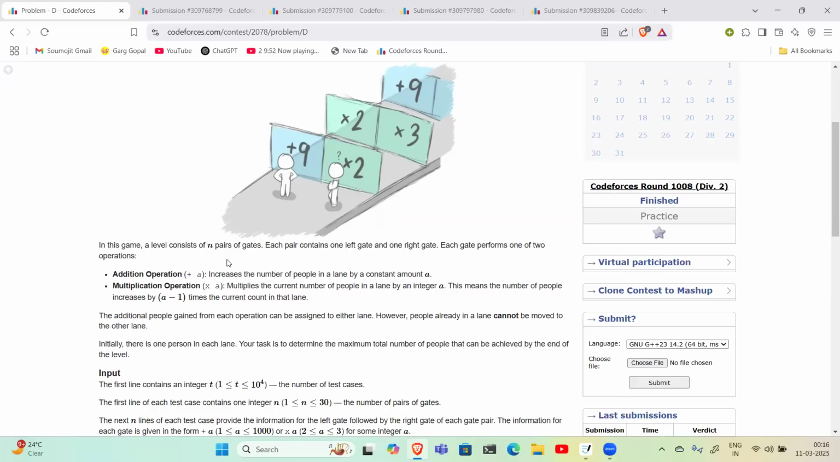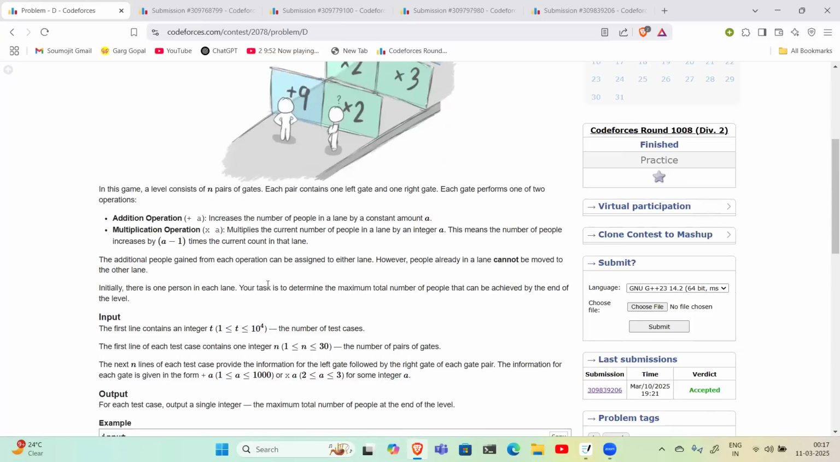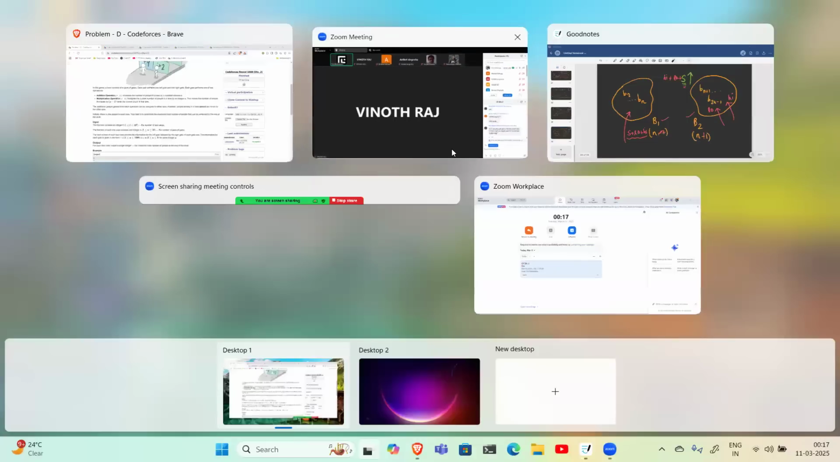One is an addition operation, which increases the number of people in a lane by a constant amount A. And one is a multiplication operation, which multiplies the current number of people in a lane by an integer A. The additional people gained from each operation can be assigned to either lane. However, people already in a lane cannot be moved to any other lane. Initially, there is one person in each lane, and our task is to determine the maximum total number of people that can be achieved by the end of the level. Let me explain the problem statement once.